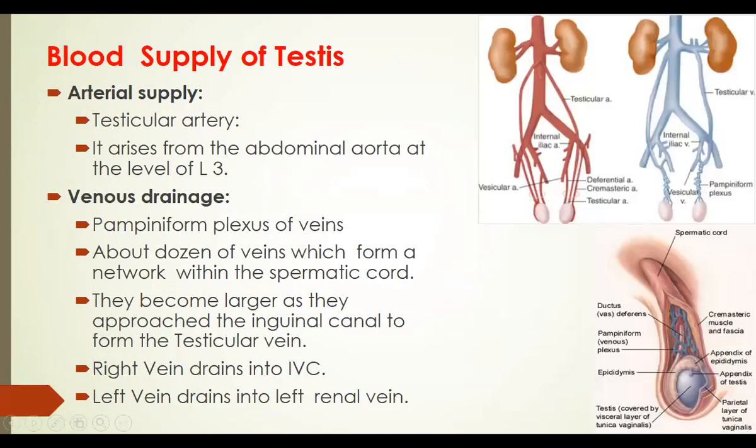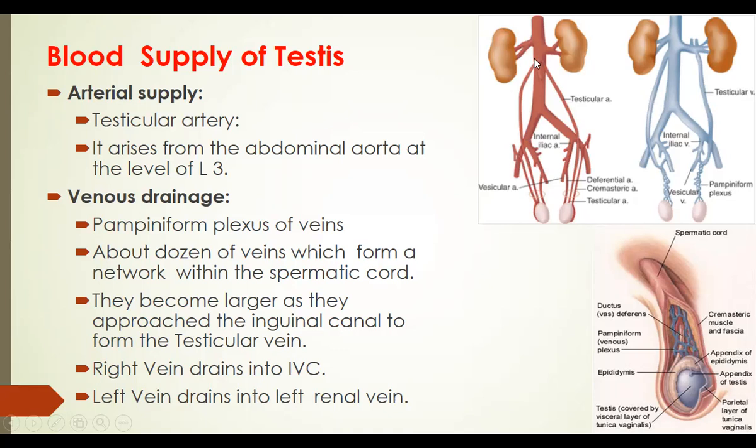Now coming to the blood supply of the testis, it is supplied by the testicular artery. If you see here, this is a testicular artery on either side, which is a branch from the abdominal aorta. So the testis will be supplied by the testicular artery from the abdominal aorta.